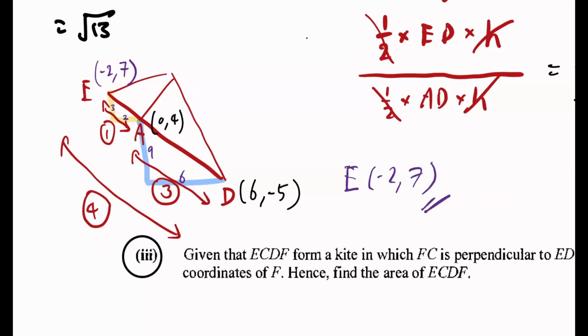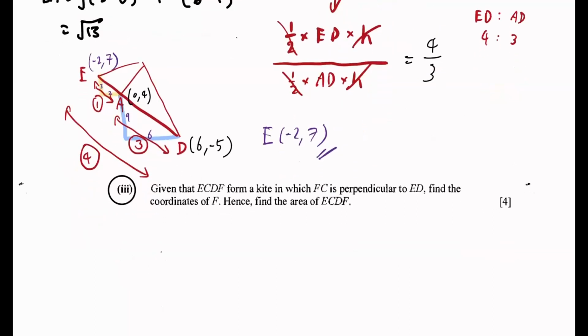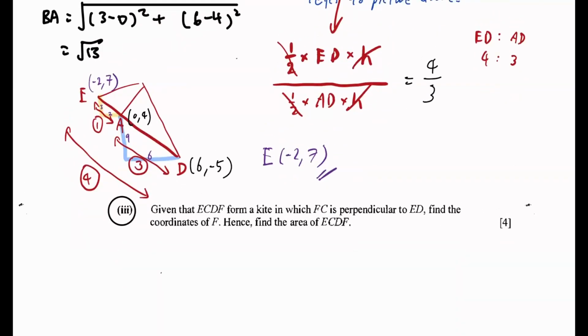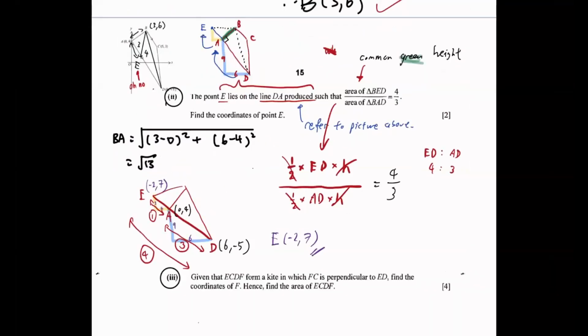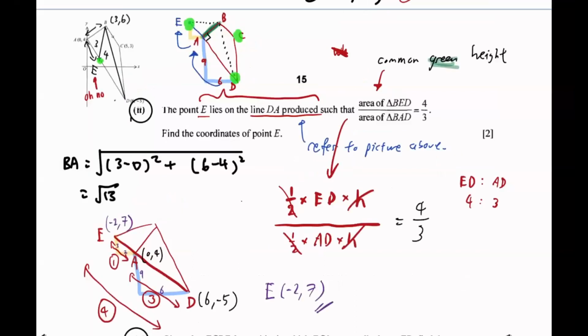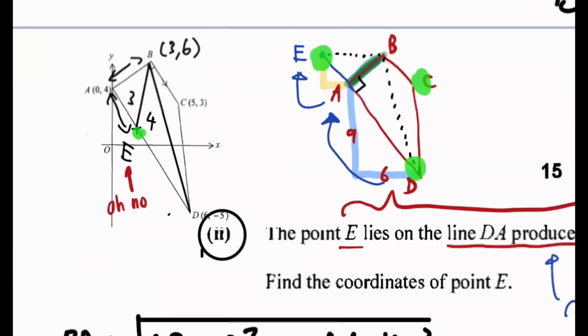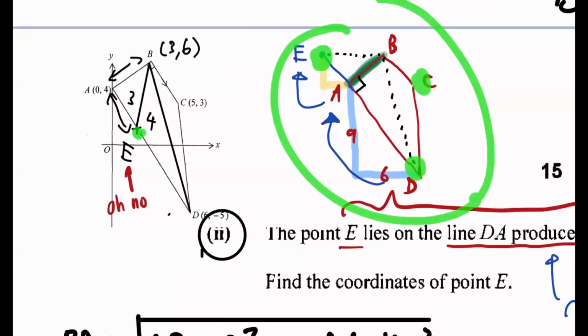Moving on. Next one, part 3. Given that ECDF forms a kite in which FC is perpendicular to ED. So let's see, where are points E, C, D, and F? Point E is here, C is here, D is here, and F is somewhere such that FC is perpendicular to ED. Find the coordinates of F. So from this drawing, can you find out where my F is? I need ECDF to be a kite. Can you plot a point for me? I need point F so that ECDF forms a kite.